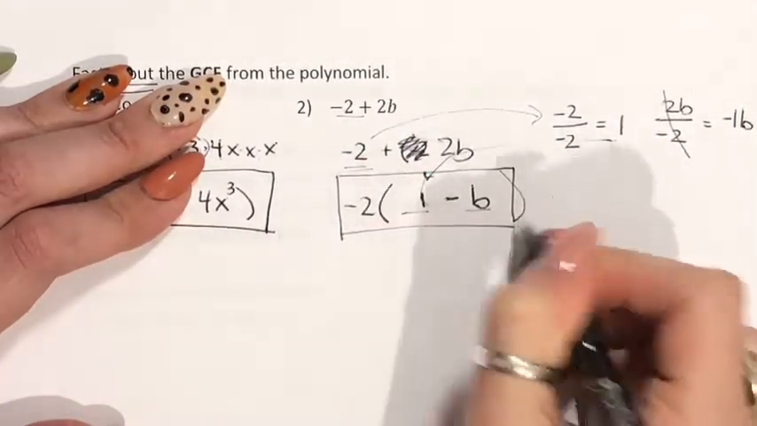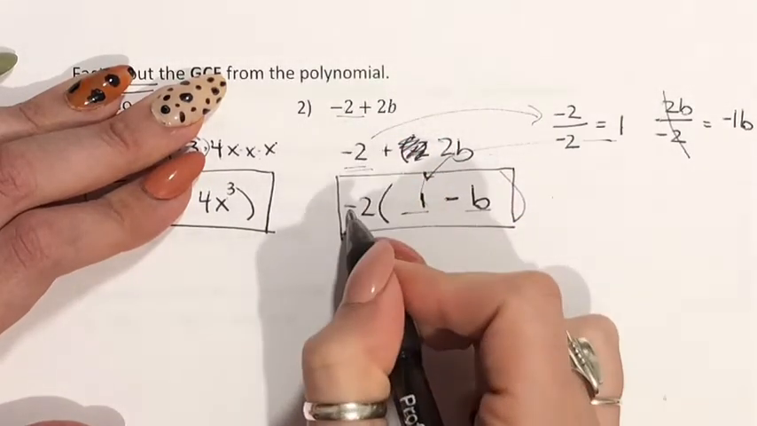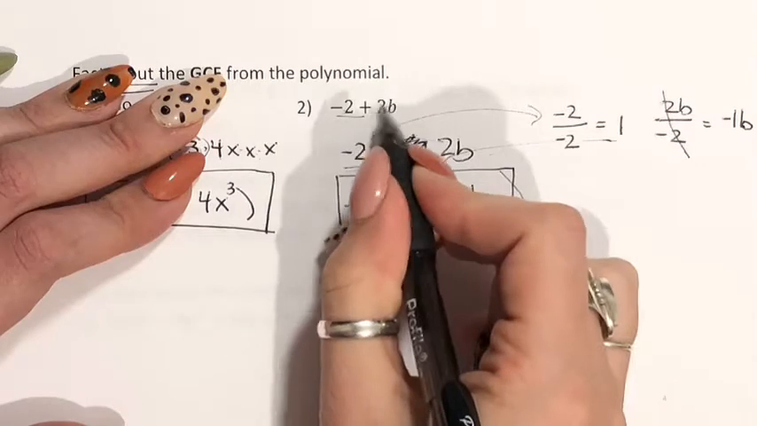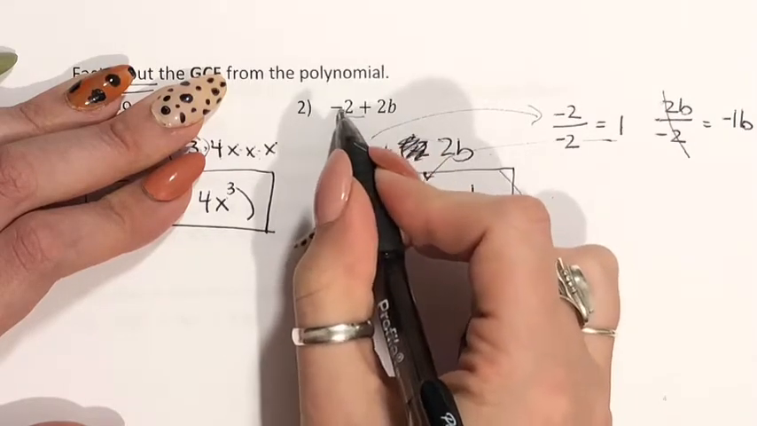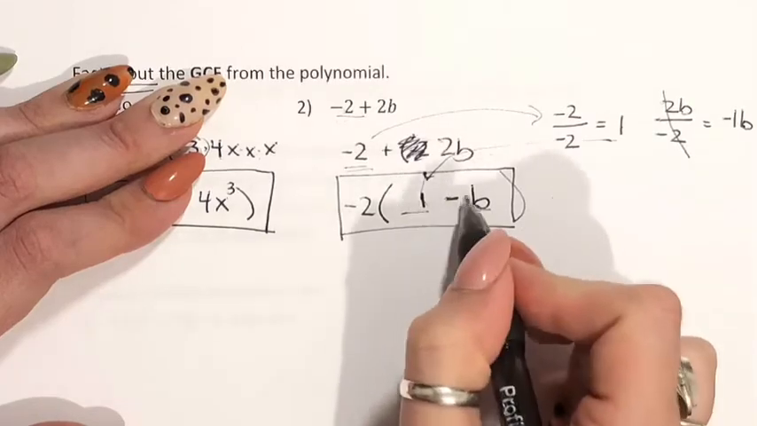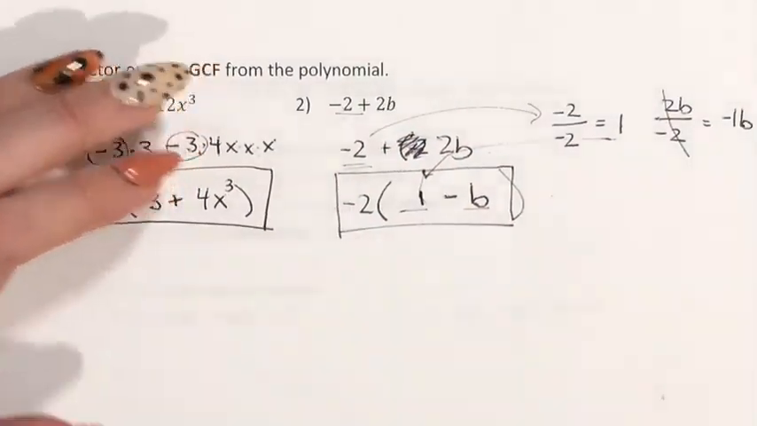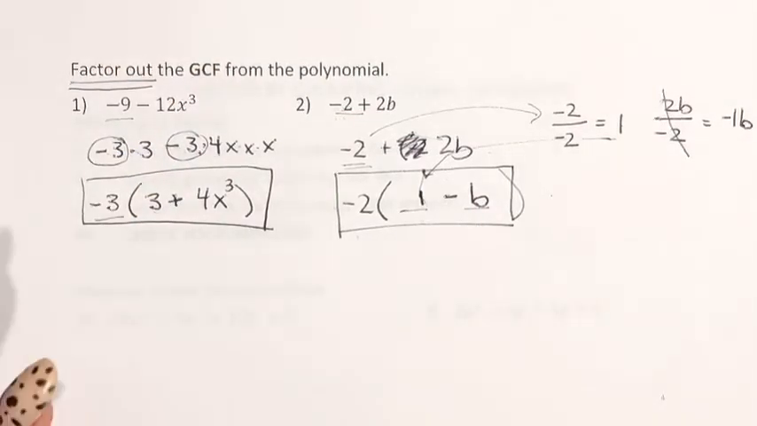But whenever you have that negative first term, we want to take that negative out. And essentially what it's going to do is flip all of the signs. So notice we started with a negative positive. And then now we have a positive negative pattern. So taking that negative out just flips those signs around. Okay, so that is what you will be doing for factoring out a greatest common factor.